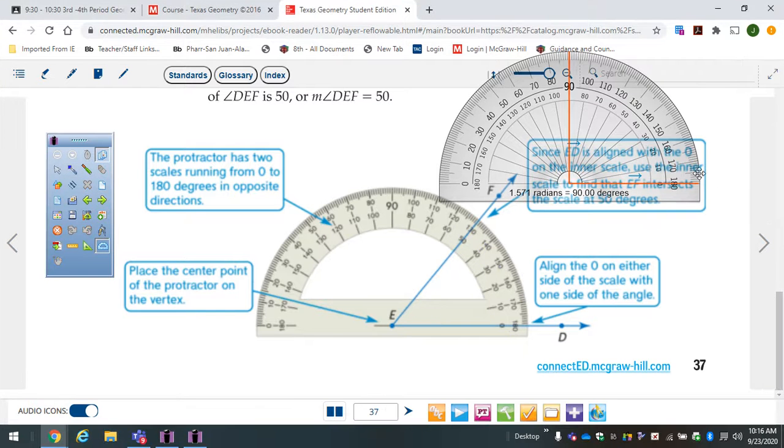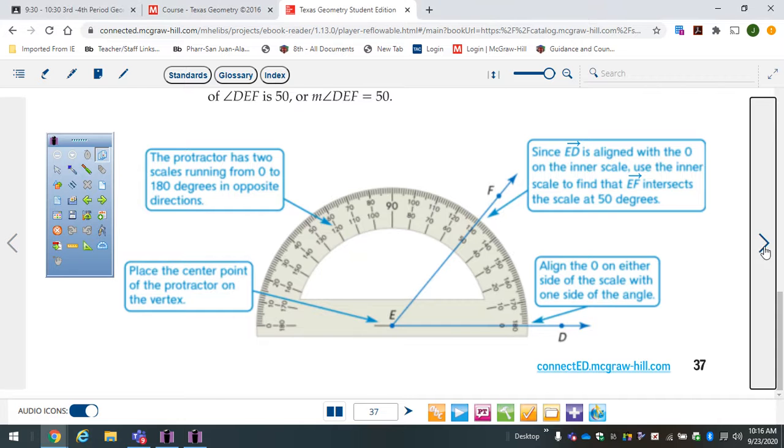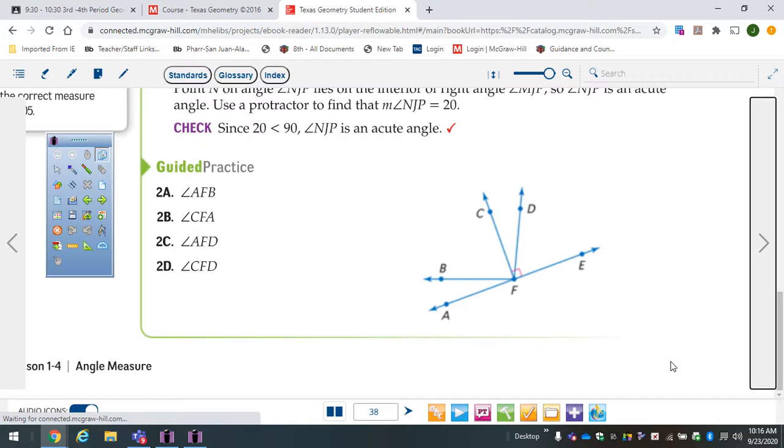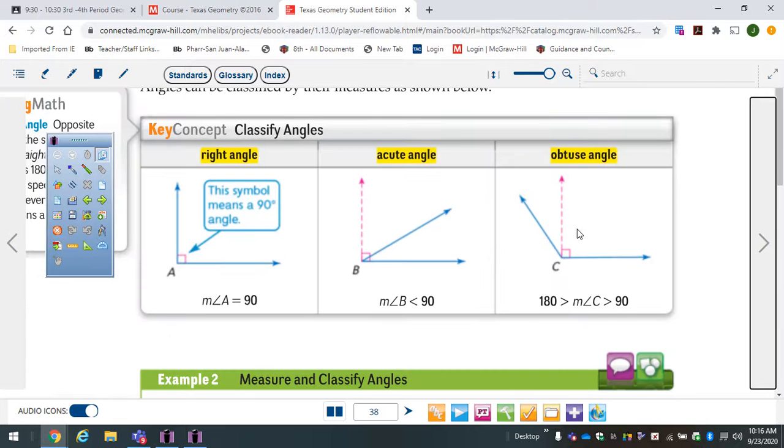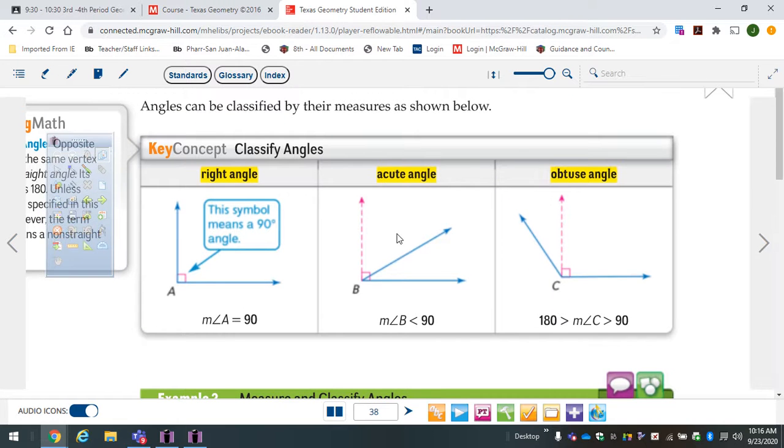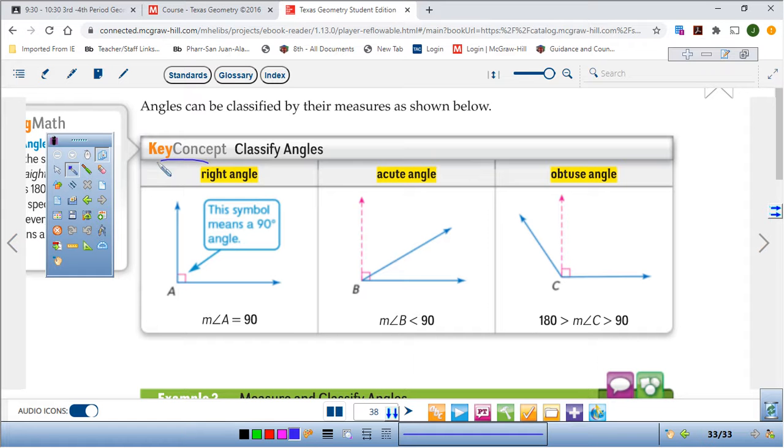Okay, moving on. Let me close this. We're going to skip the next example, but I'll show you how to do it real quick. Do me a favor. This is from elementary. Copy this down.